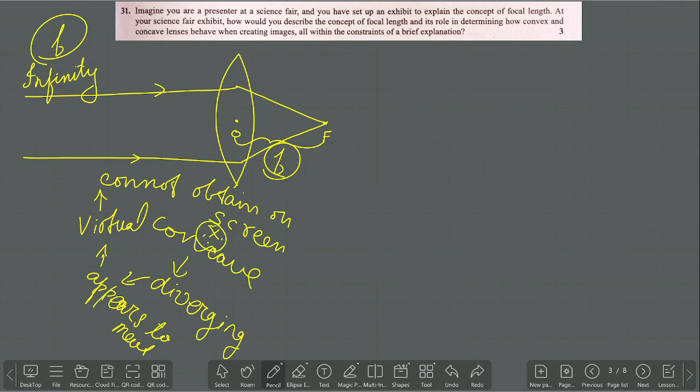Now what next part you are going to see over here: how they behave when creating images. So what are the differences between the concave and convex lens images when formed? Convex lens will produce real as well as virtual images, whereas concave lens will produce only virtual images. A real image can be obtained on the screen, a virtual image cannot be obtained on the screen.